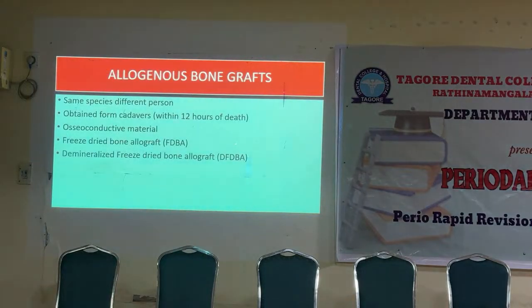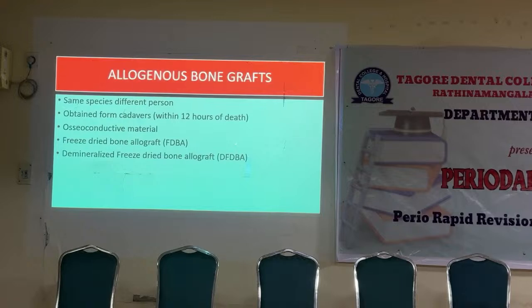Then allogenous grafts: same species, different person, obtained from cadavers within 12 hours of death, because the viability of the tissues will be lost after that time. This is very important. And then you process it with acid etching, alcohol washing. There are so many procedures, and after that only it comes to the market. You remove the antigenicity. If the donor has HIV or something like that, sometimes the disease can get transmitted, so to avoid that there are some procedures. After that only it comes to the market. So please don't worry about it, because this is the next option.